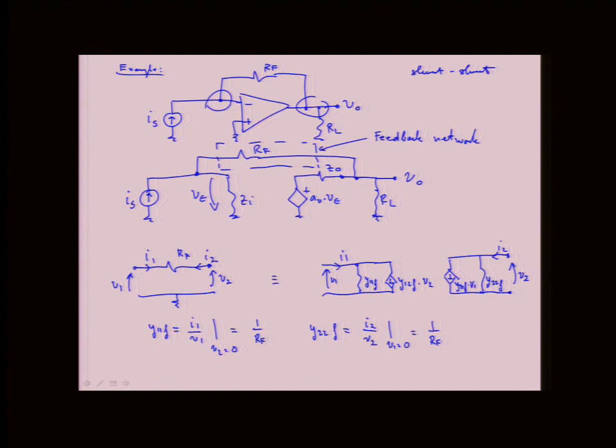And now if we look at Y12, that's I1 over V2 when V1 equals 0. Well, that's minus 1 over RF, because the current flows in the opposite direction of the voltage applied, right? Okay, you can still see it. And then you have Y21F, which is I2 over V1 when V2 equals 0. And that's, again, minus 1 over RF.